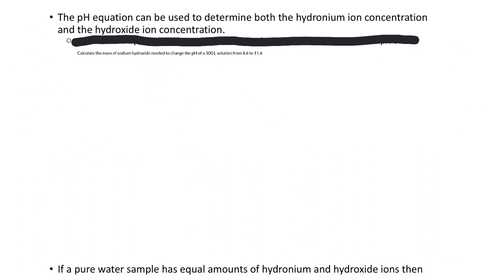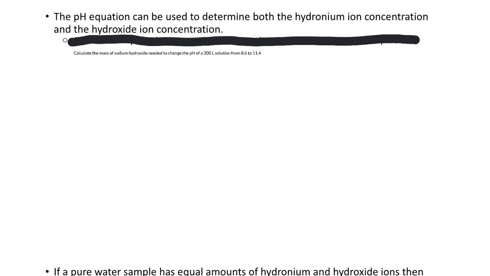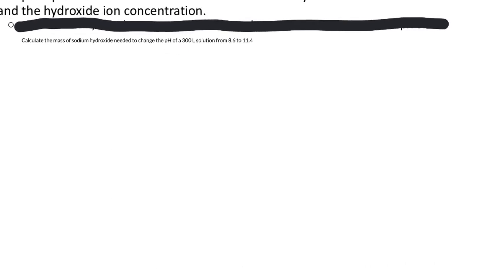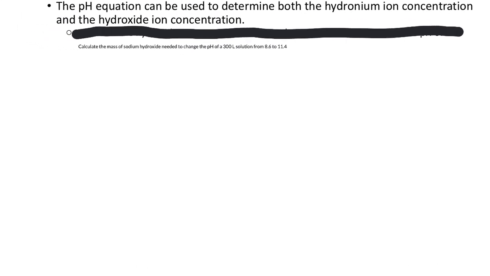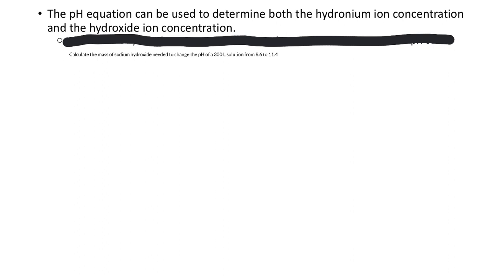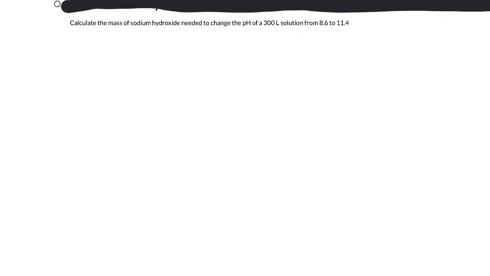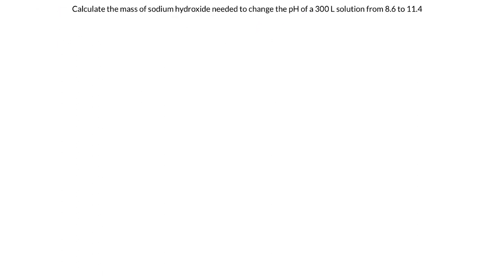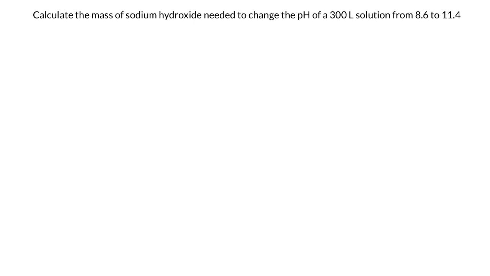Okay, the pH equation can be used to determine both the hydronium ion concentration and the hydroxide ion concentration, right? So we just did that. I think we did that. So like you use pH to work out the hydroxide concentration. So let's have a look at this next question. Calculate the mass of sodium hydroxide needed to change the pH of a 300 milliliter solution from 8.6 to 11.4. So let's move this a bit bigger. There we go. All right, so let's go through that idea.